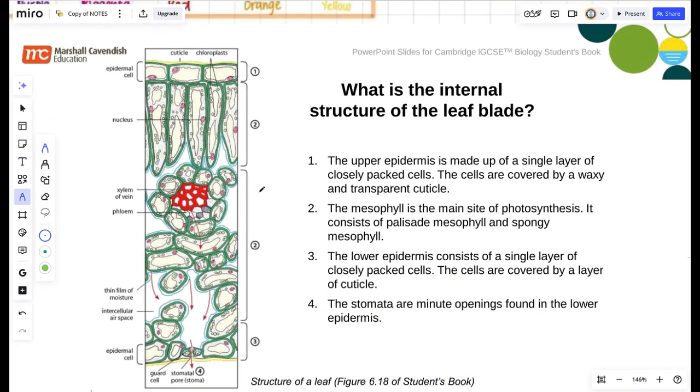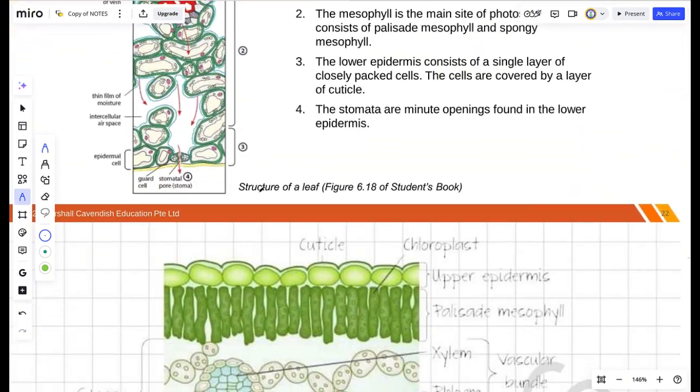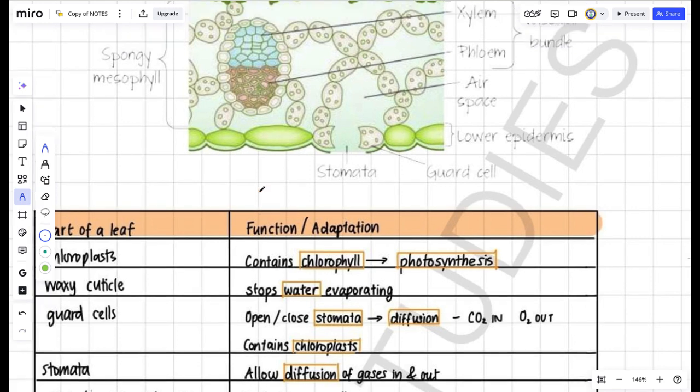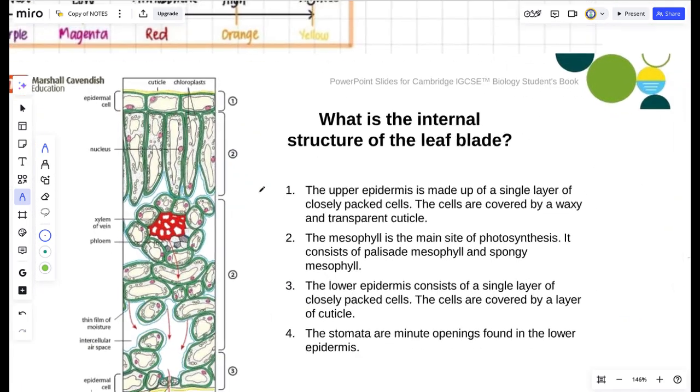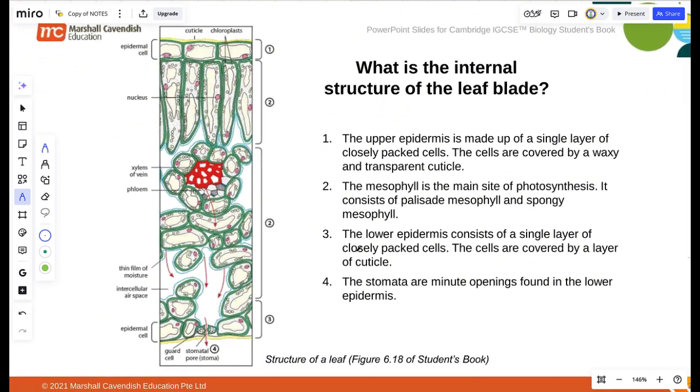Now let's take a look at the internal structure of a leaf. We'll explain it more comprehensively from here, but let's just have an overview first. What is the internal structure of the leaf blade? The leaf we showed earlier has an internal structure. The leaf that looks flat contains all of this under a microscope.